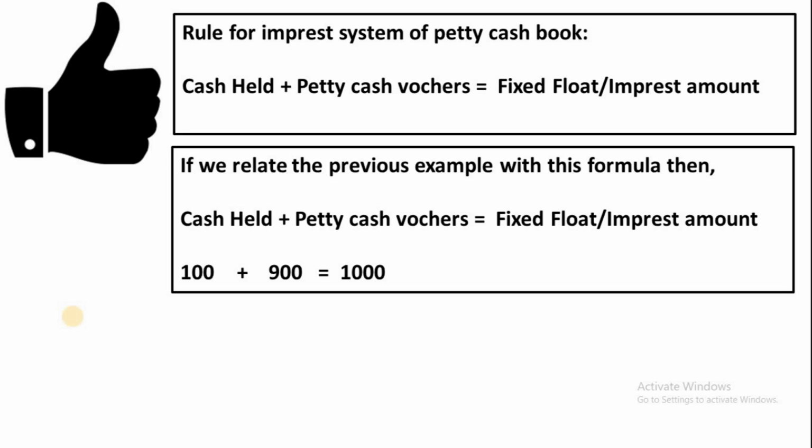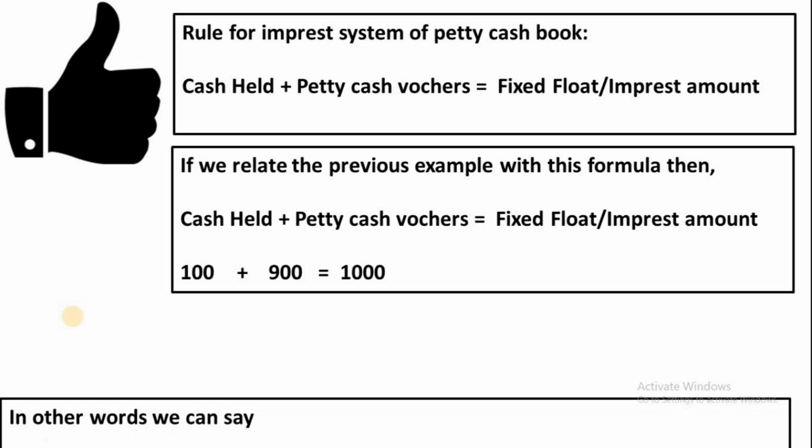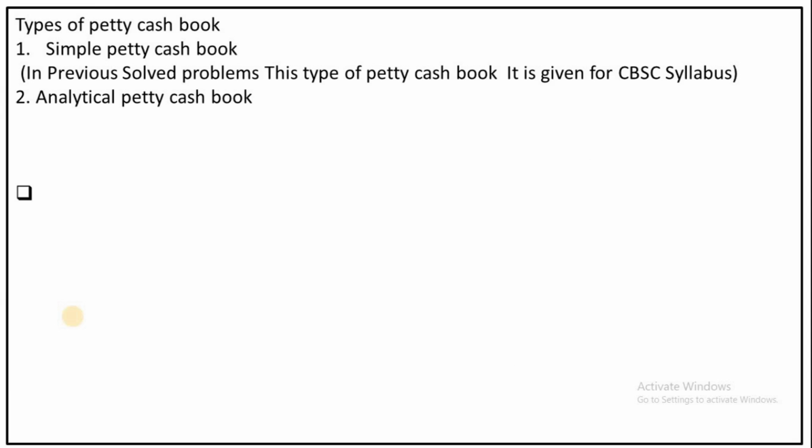In the previous example, the cash held amount is 100 and the petty cash vouchers that the petty cashier submitted to the main cashier is 900 worth. So, 900 plus 100 is equal to 1000. This 1000 is considered as imprest amount or fixed float amount. Now we will see types of petty cash book.